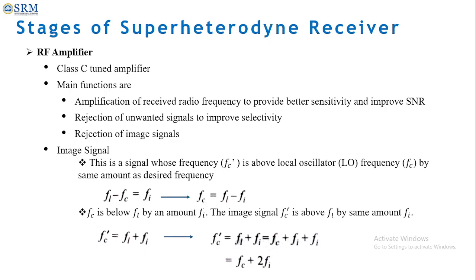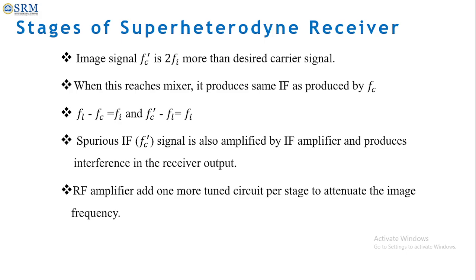From that expression, we can directly substitute for FL. From the previous expression, FC dash is equal to FL plus FI, and FL can be replaced by FC plus FI. After substitution, we get the image signal frequency FC dash equal to FC plus twice FI. So that is the same expression which has been given here.